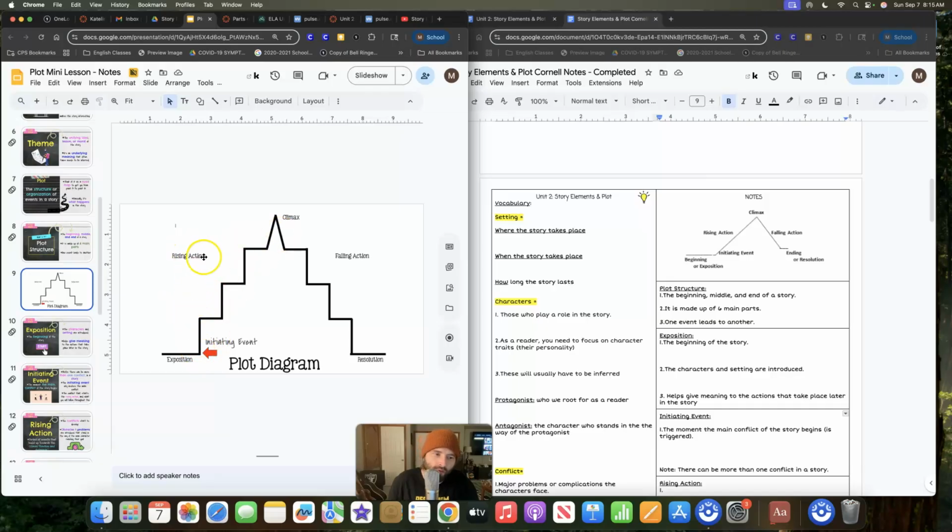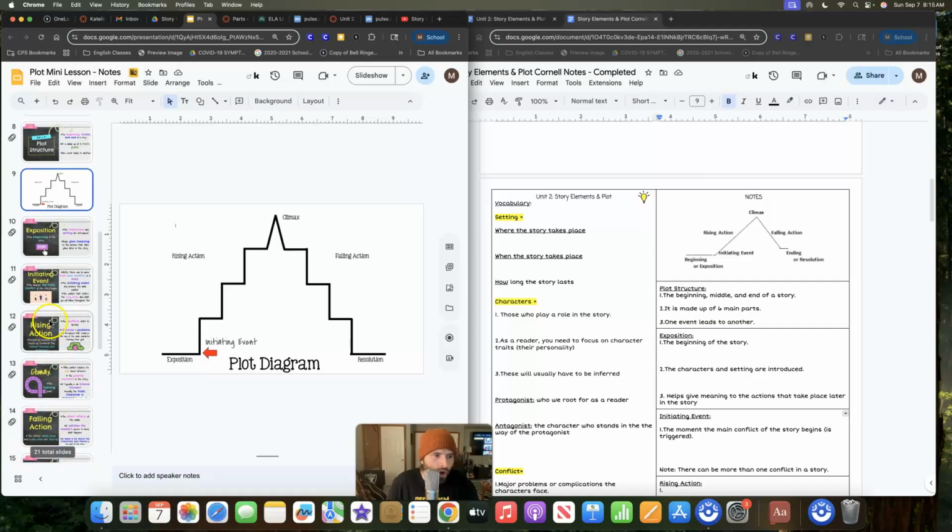So when you're looking for that rising action, there's a lot of things that are happening, but what is the main event? What's the main thing that happened? If it doesn't relate back to that main event, it doesn't belong in this rising action. It doesn't belong in this climax.